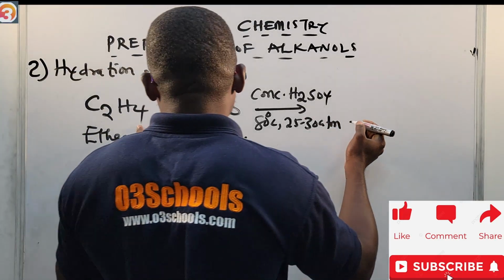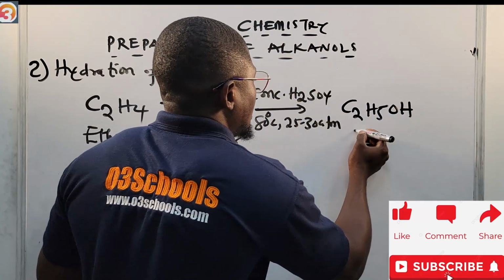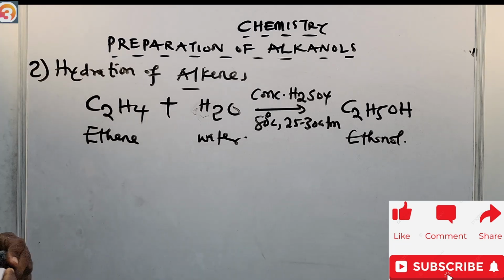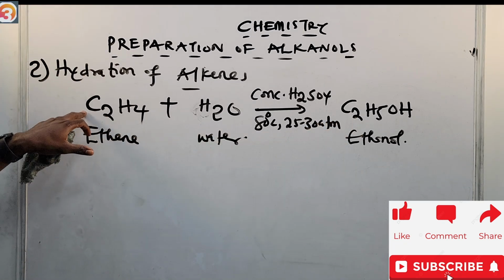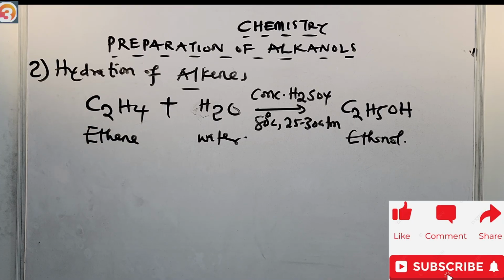So what I'm going to have is C2H5OH, which is ethanol. This will give us our ethanol having 2 carbon atoms, just like the alkene that was hydrated. It's as simple as ABC. All right, so now that is that for that.